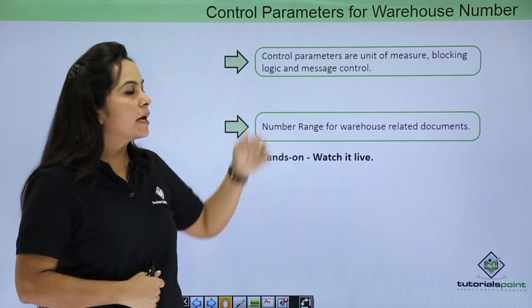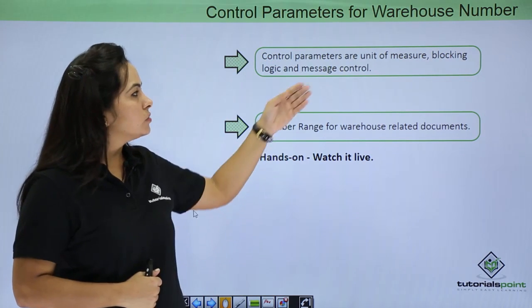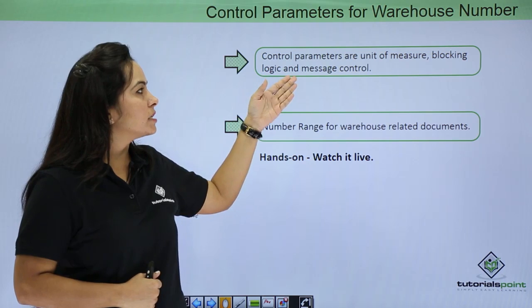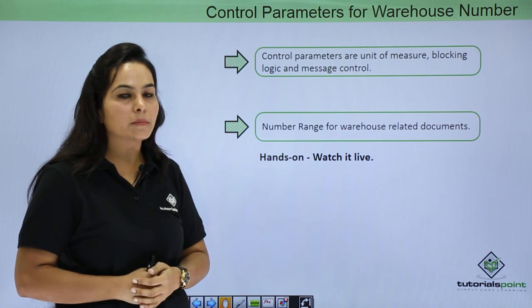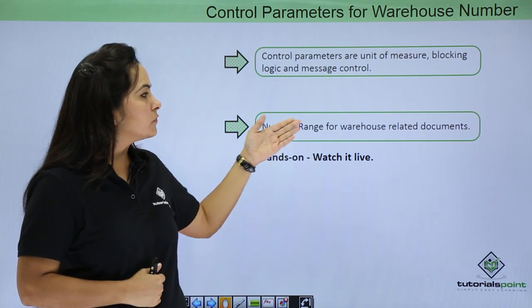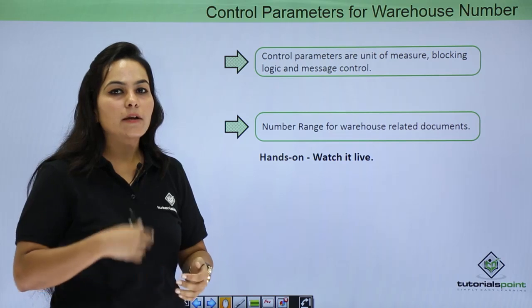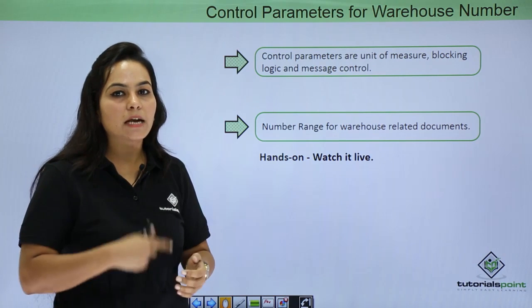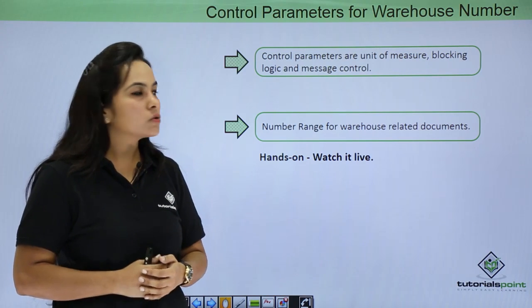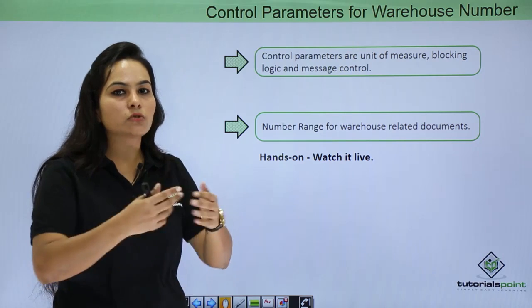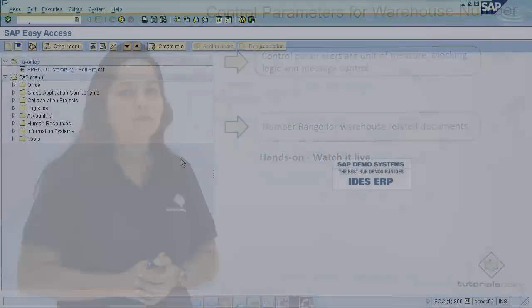Then you have control parameters for warehouse number. Unit of measure, blocking logic and message control are regarded as control parameters. Then you have number range for warehouse related documents. Warehouse will be identified by a number that comes from a number range. So this will be done in the system. So let's do all these functions practically.